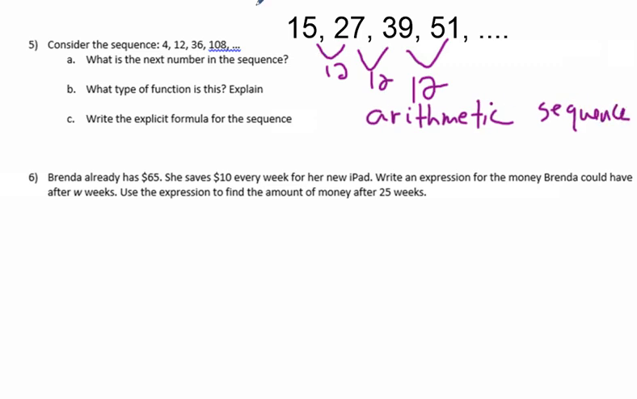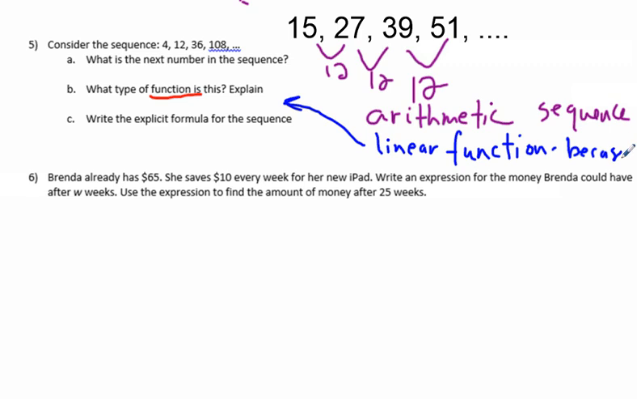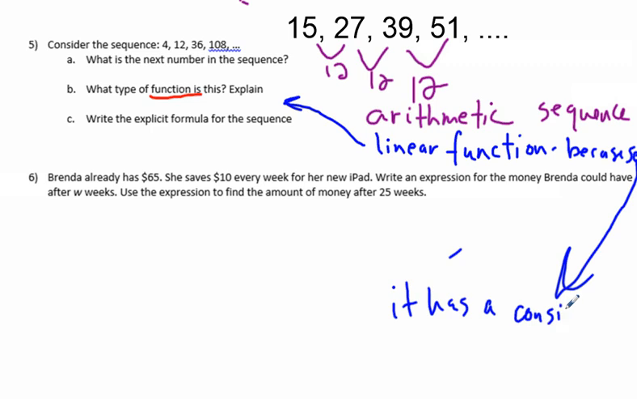But it's actually asking not for what type of sequence it is, it's saying what type of function it is. So the type of function, it's a linear function because it has a consistent rate of change. And why is it a linear function? Because it has a consistent rate of change. I'm going to write the answer down here. Because it has a consistent rate of change. So you don't need to write arithmetic sequence.